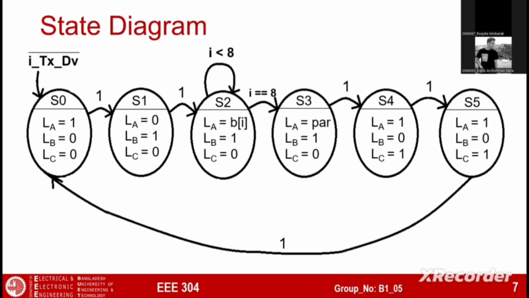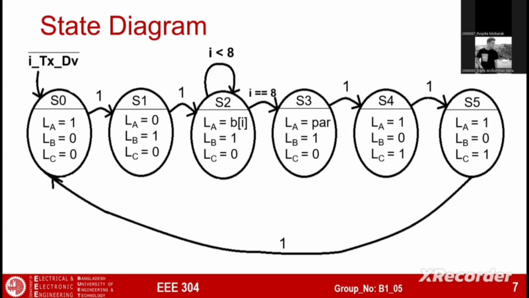Here is a state diagram for our UART transmitter. So we see that there are 6 states. S0 means idle, S1 means start bit, S2 means data bit, S3 means parity bit, and S4 and S5 mean the last stop bits. So what are LA, LB, and LC? LA is the serial bit, LB is the bit that indicates if the system is active or not, and LC means the bit which indicates if the process is completed or not.